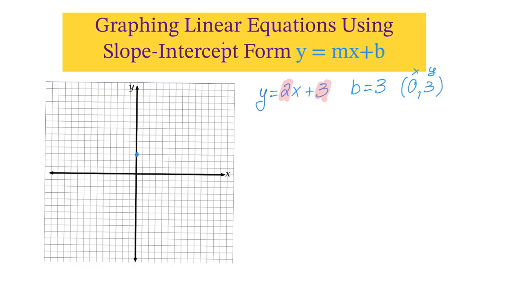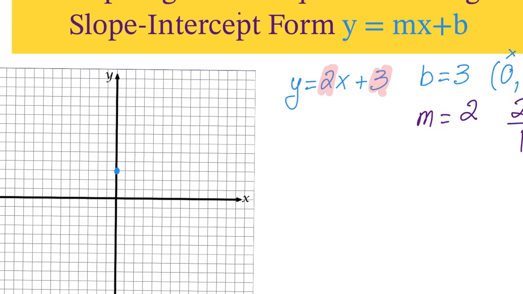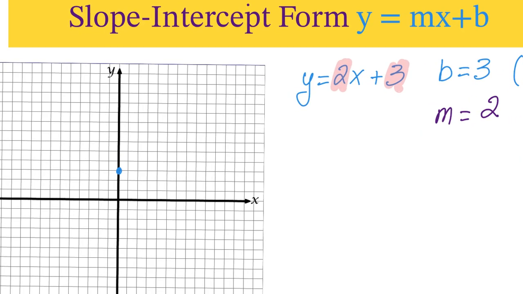Our step 2 is using the slope. Our slope is m, which is 2. So really it means 2 over 1. We have to write it as a fraction. That means go up 2 and right 1. So we already have put the first point on the graph. So we're going to start at the y-intercept. We're going to go up 2 and right 1.